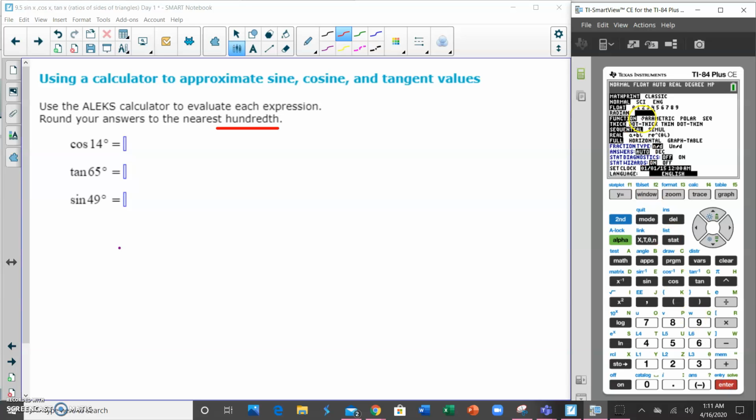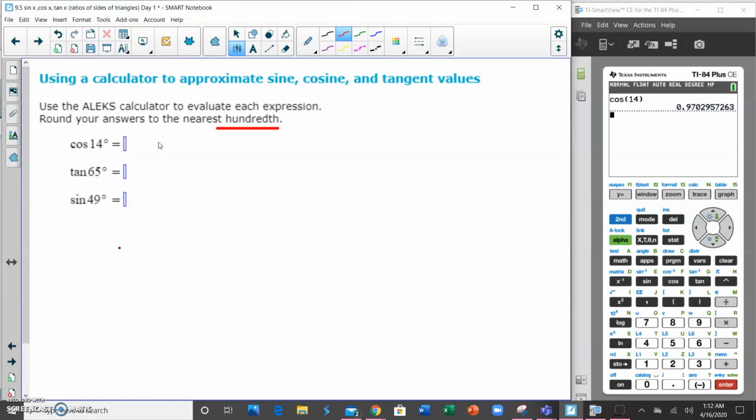So it's either radians or degrees. If it says DEG in your calculator, you're good. All right, so I'm going to clear this out. Now I need the cosine of 14 degrees. To do that, I just type in cosine 14, close my parentheses, hit enter, and round it to the nearest hundredth. So that is going to be 0.97.